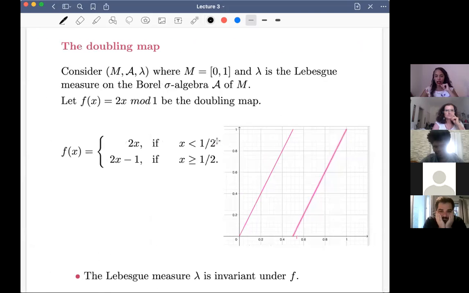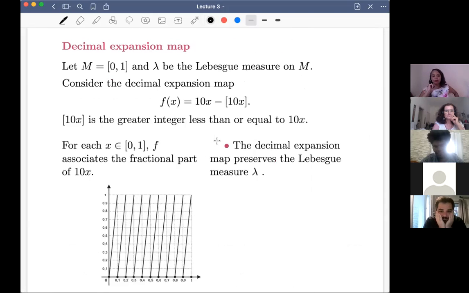Okay, we saw last week that the decimal expansion map is completely related to the decimal expansion algorithm. You have a number, let's say between 0 and 1. You can express this as 0, comma, and some digits between 0 and 9. This is the decimal expansion. This is how we express the numbers.